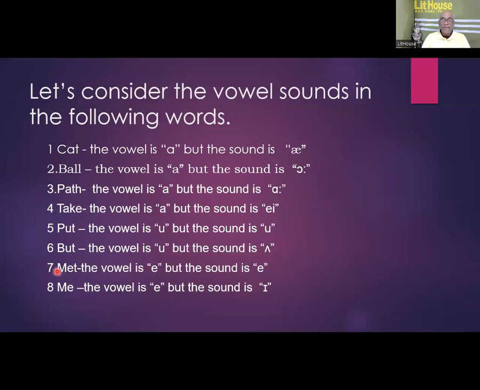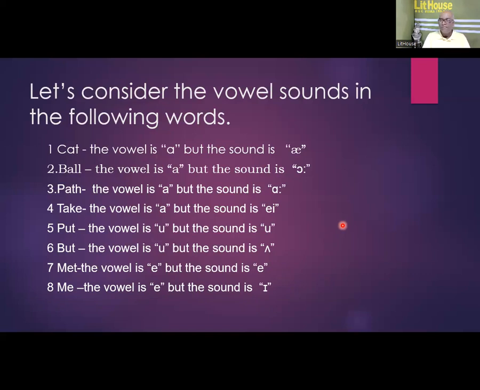Now, in the previous examples, vowel letter A has 4 different sounds. Now, let's take another example, 7th one: met. The vowel is E, but the sound is "eh". 8th one: me. The vowel is E, and the sound is also "ee". This is how vowels produce different sounds.